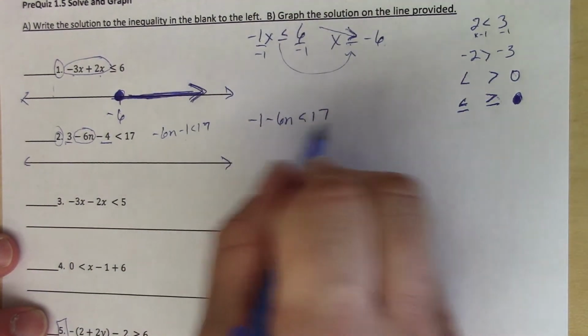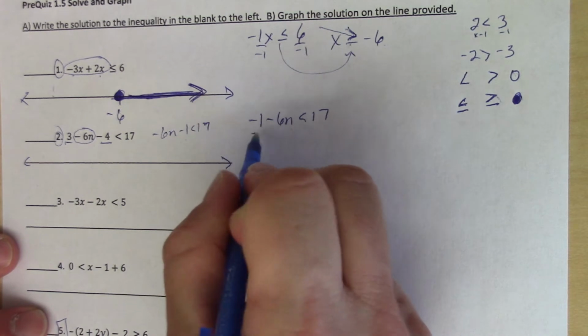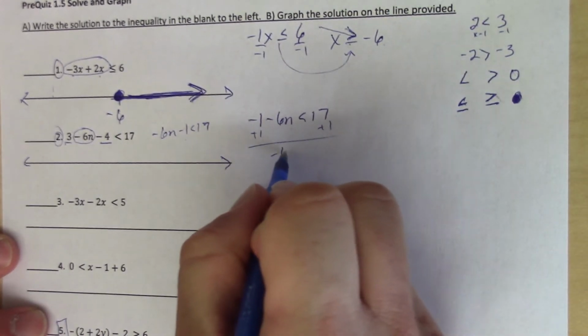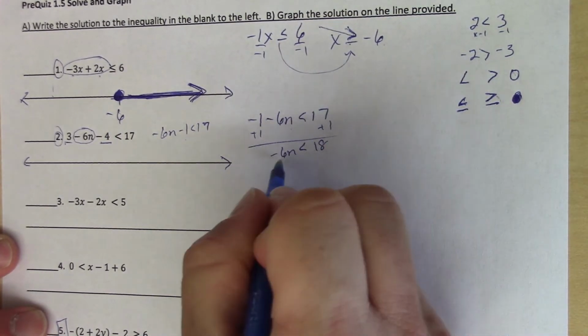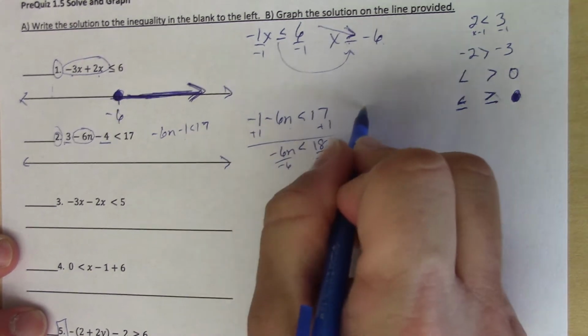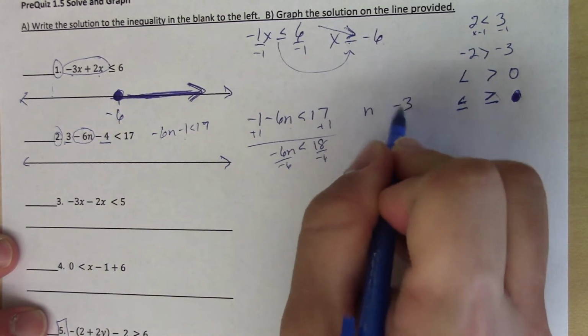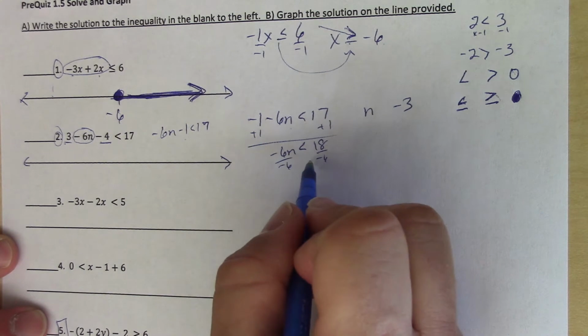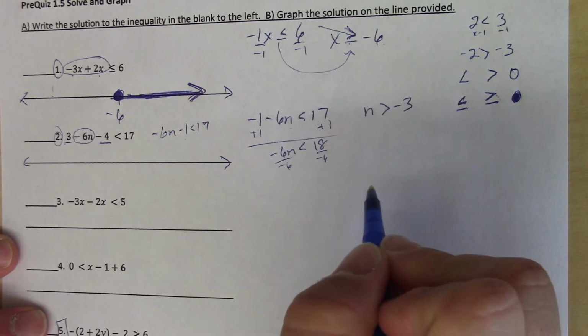Now again, what would I do to solve this if it was an equal sign? I would just add 1 to both sides. I get negative 6n is less than 18. Divide by negative 6 to get n and negative 3, and again, because I am dividing by a negative, I'm going to flip that sign, right?